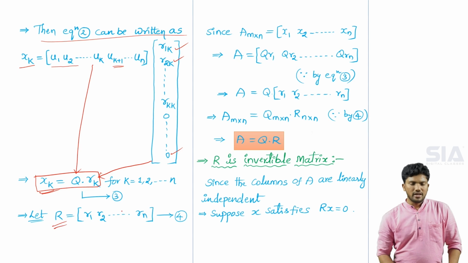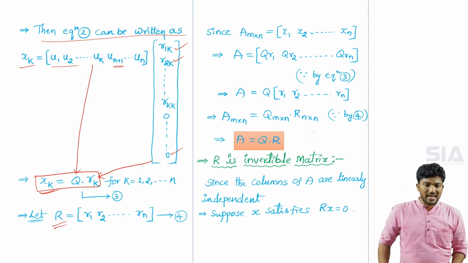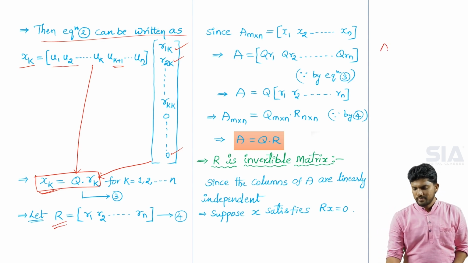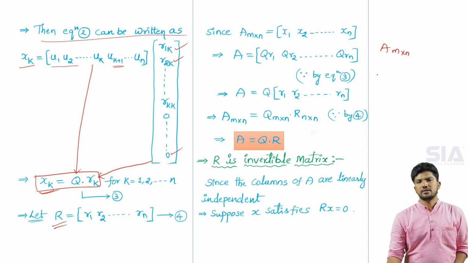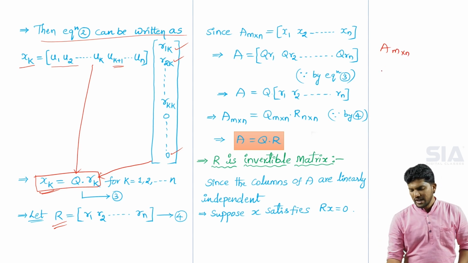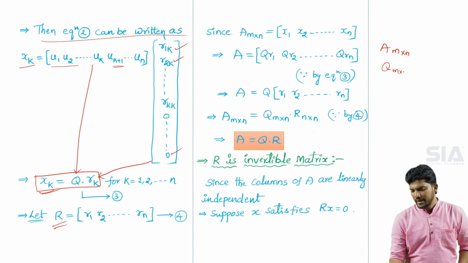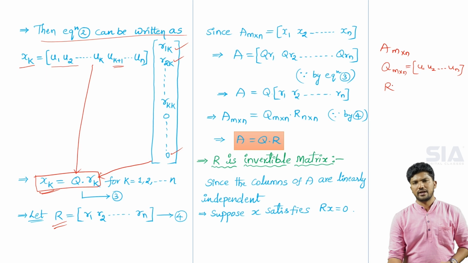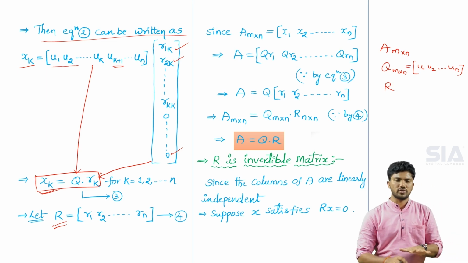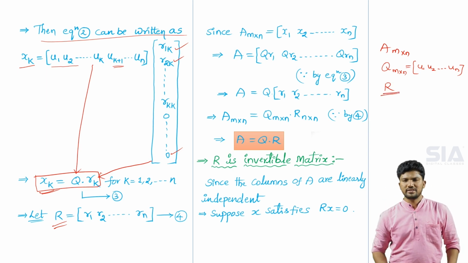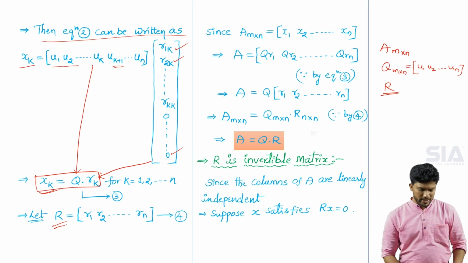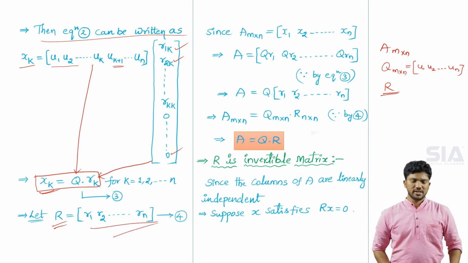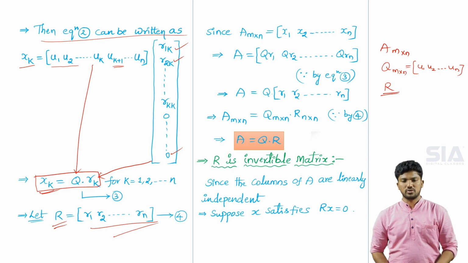So let capital R be defined as follows. Already we have capital A, which is m by n. In the process we also derived the Q matrix, m by n, with columns u1, u2 up to so on u suffix n. Now we need to derive capital R. With this capital R we can fulfill the proof of this theorem. So capital R is equal to R1, R2 up to so on Rn.